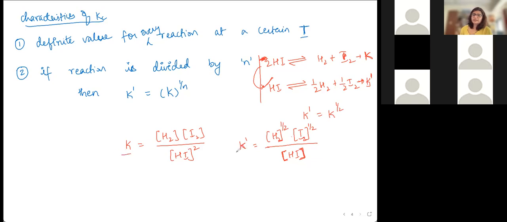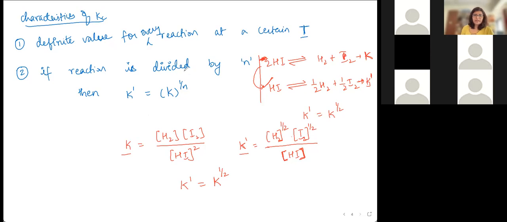What is the relation between K and K dash? What should you do to K so that you get K dash? What am I squaring? Square K dash so that you get K. Correct. So I can do it the other way around and put a square root on K. That's exactly what this second point is stating.